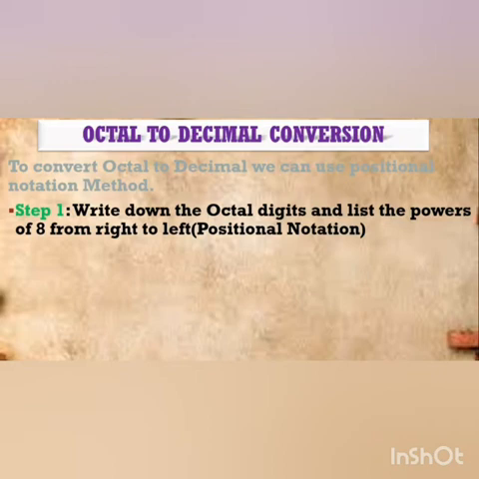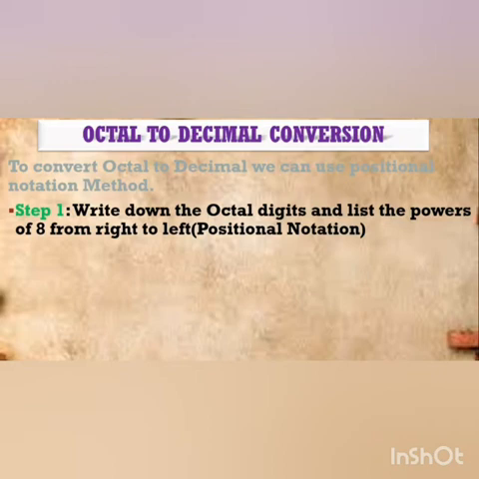Whereas in the binary to decimal conversion, we used powers of 2, that is 2 power 0, 2 power 1, and so on. So that is binary to decimal. Here, this is octal to decimal, so we have to use powers of 8 from right to left, positional notation. The remaining 3 steps are the same as what we followed in the binary to decimal conversion.